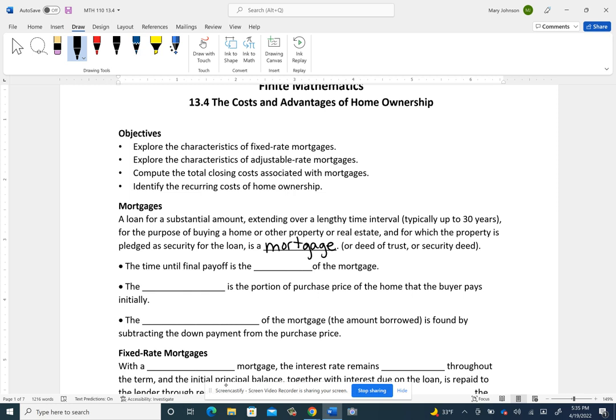All right, the time until the payoff, the final payoff, is called the term of the mortgage. Right, and then you'll put down what's called a down payment. So that'll be the part of the purchase price that you're going to pay initially. You usually pay it at closing, right? And then the rest that you're borrowing, that's the principal amount or the principal of the loan. So you don't borrow the whole entire purchase price. You have to make a down payment, and then you usually finance the rest.